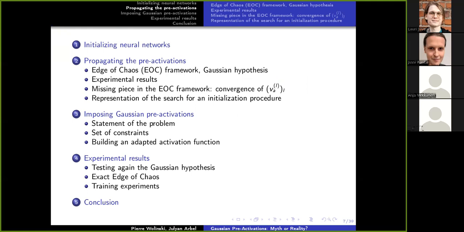Now in the presentation, first we'll study the propagation of the preactivations and the different heuristics we can get when we are studying the propagation. We will see that in the edge of chaos framework there are some inconsistencies, and we show some counterexamples to some of the edge of chaos results. Then we'll propose a solution that is a family of activation functions and a family of initialization distributions for the weights, and then we'll end with experimental results.